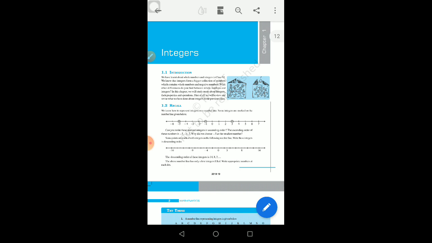In our previous class we did discuss integers. Let us recall: natural numbers start from 1, whole numbers start from 0, and then integers. In integers we have natural numbers, 0 and negatives of natural numbers.